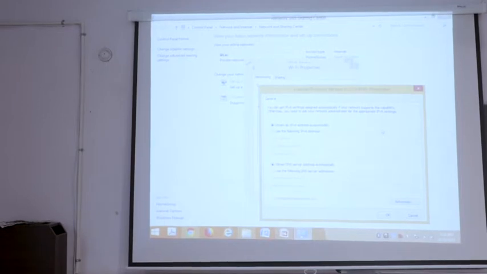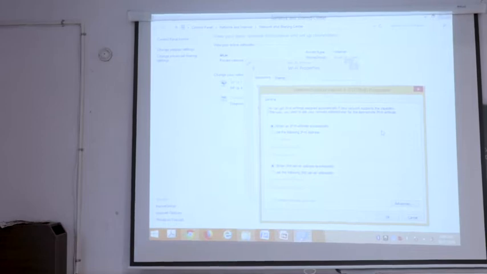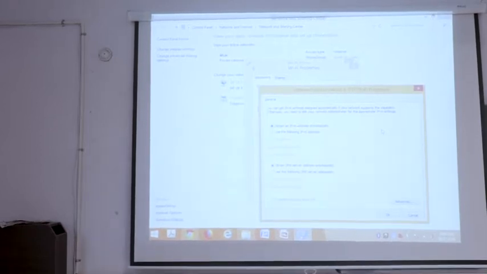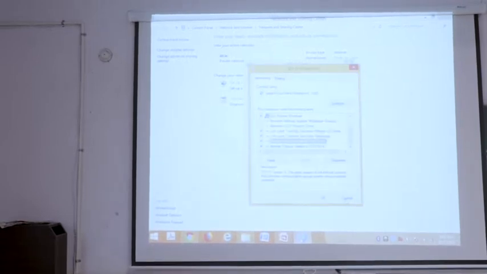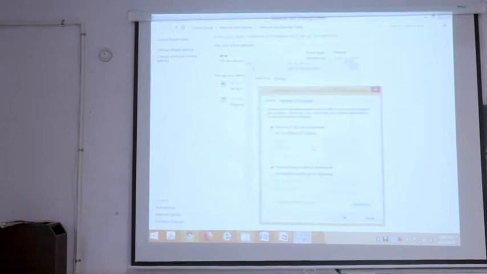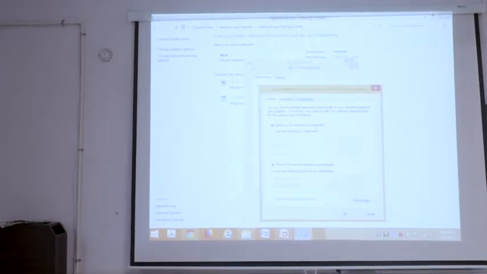So we have two facilities right now, because from 2012 that has been increased, right? So IPv4 we are using as well as IPv6 we are using. So let's see which particular address my system has, because the setting I have made is obtain IP address automatically. It will obtain automatically.